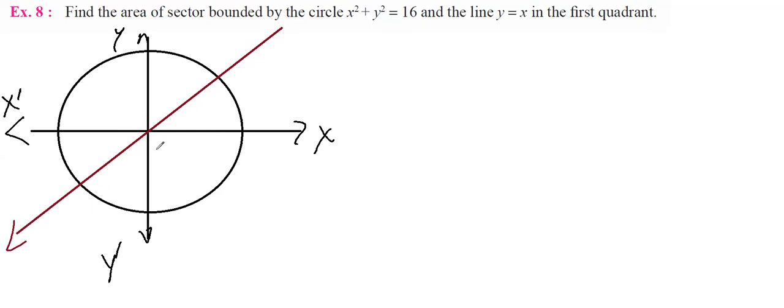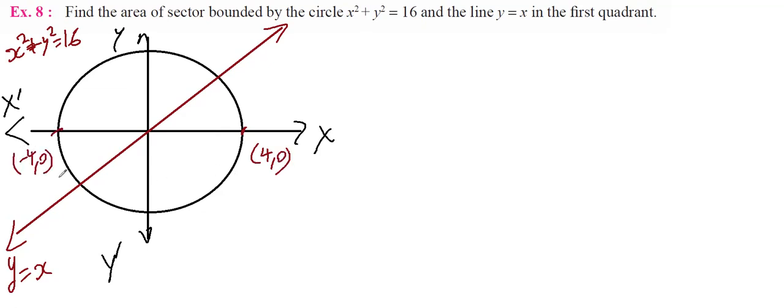Let me write this. So this line is your y is equal to x, and the equation of this circle is y square plus x square is equal to 16. So what will be the radius? Radius will be 4. So this point will be 4 comma 0, this point will be minus 4 comma 0, this point will be 0 minus 4, and this point will be 0 comma 4. Then find the area bounded by this circle and this line. So what is the area I need to find? I need to find this area.